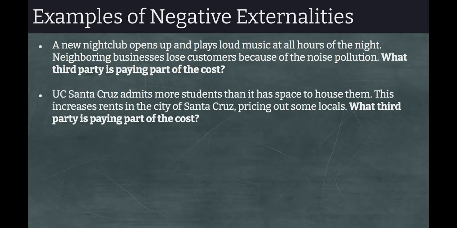All right, next example. UC Santa Cruz admits more students than it has space to house them. This increases rents in the city of Santa Cruz, pricing out some locals. In this example, what third party is paying part of the cost? All right, if you said Santa Cruz locals, you are correct. So again, the initial two parties involved in this interaction are the University of UC Santa Cruz and the students that it admits. Those locals have nothing involved with this interaction, but they're the ones paying the cost. They're the ones paying the higher rents.